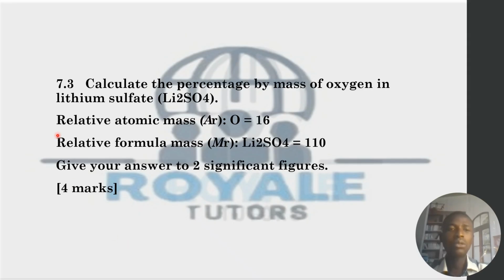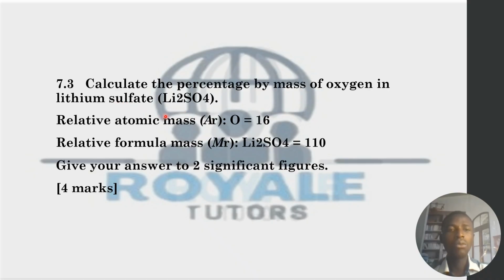Let's take a look at question 7.3. That's huge. Question 7.3 is for 4 marks. Calculate the percentage by mass of oxygen in lithium sulfate. Lithium sulfate is written as this. We are to calculate the percentage by mass. Like I told you, have a proper understanding of the question. Having a proper understanding of the question helps you when solving, all right? So the percentage by mass of oxygen in lithium sulfate.